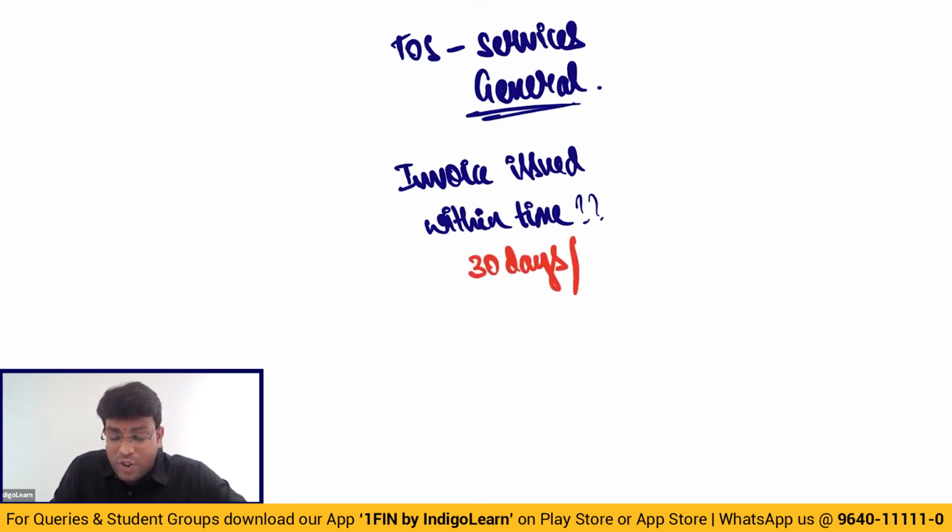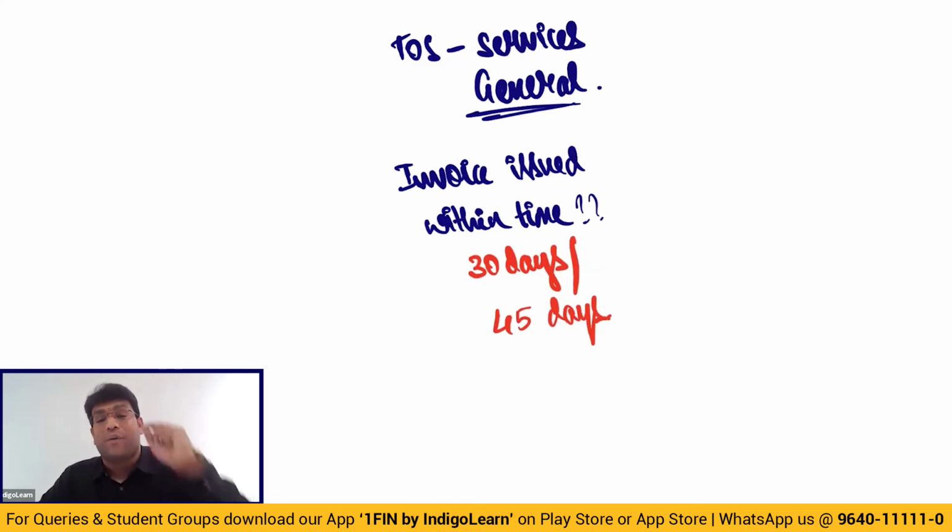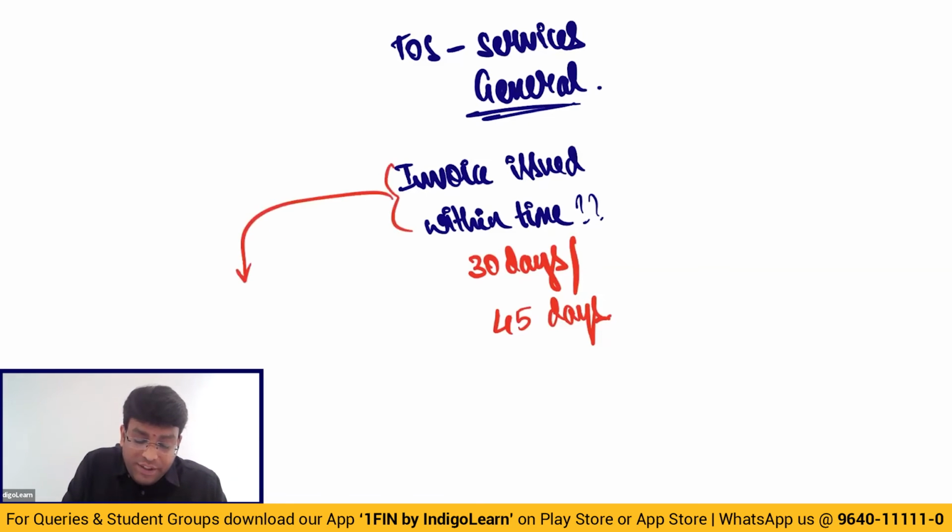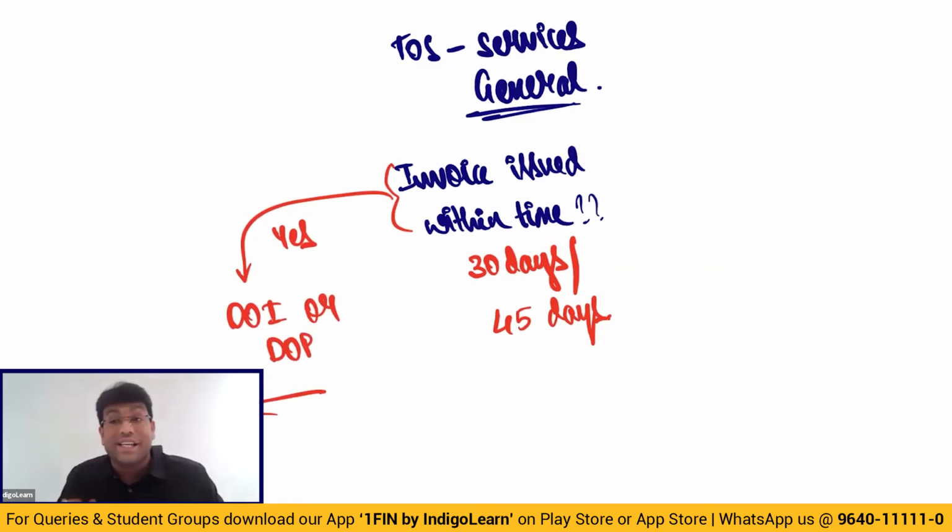Generally, invoice must be issued within 30 days from completion of service, my dear friends. I repeat again, generally, invoice must be issued within 30 days from completion of service, or 45 days in case of banks and NBFC. So if invoice is issued within time, then they told in the law, date of invoice or date of payment, whichever is earlier. And date of payment is nothing but date when payment is entered in the books or date when payment is credited in the bank, whichever is earlier.